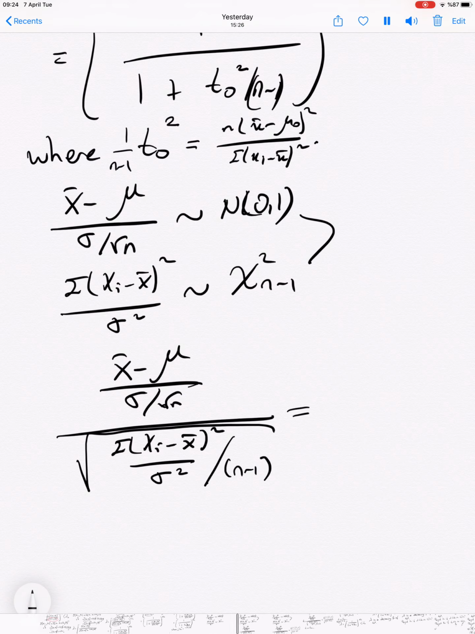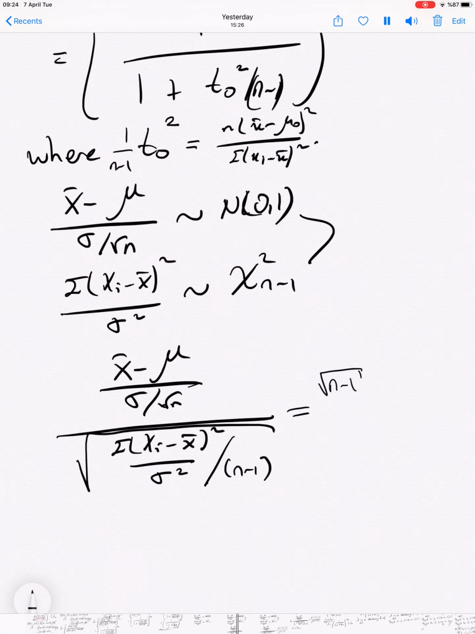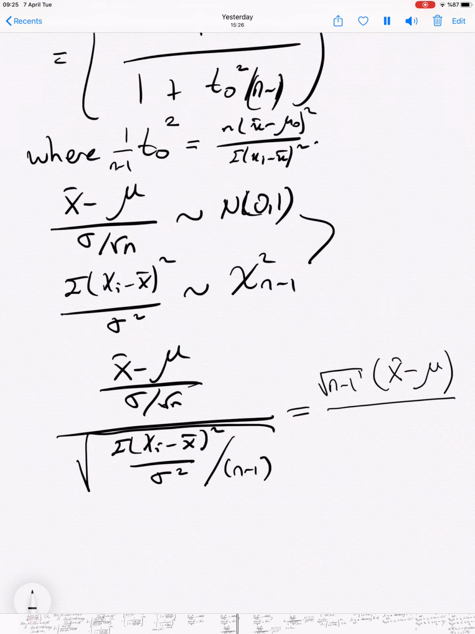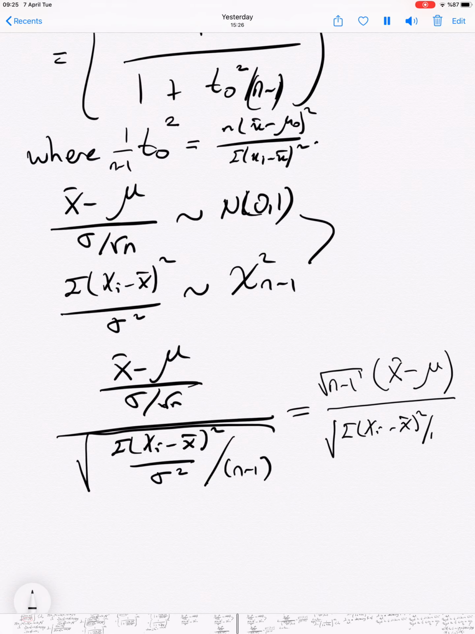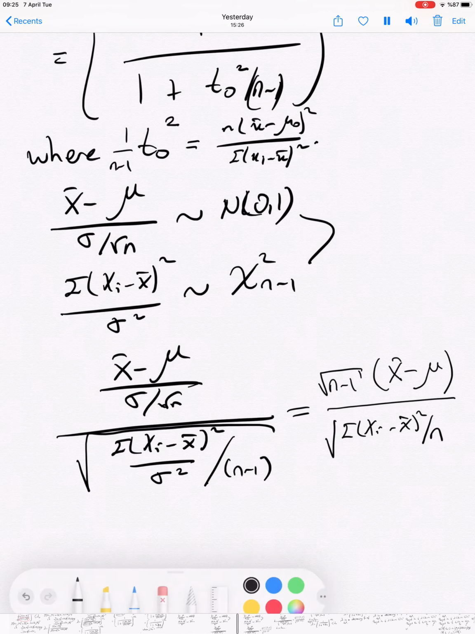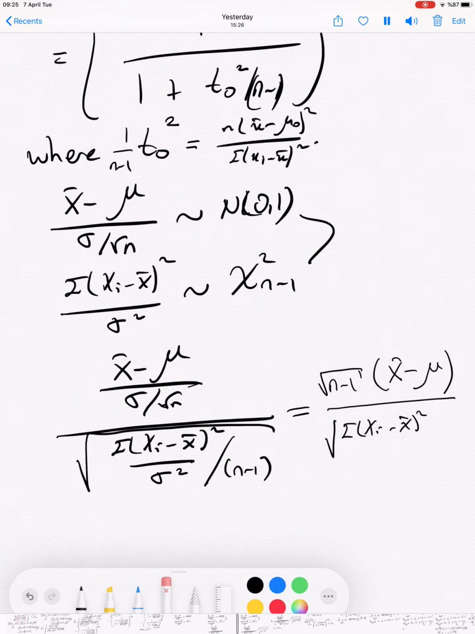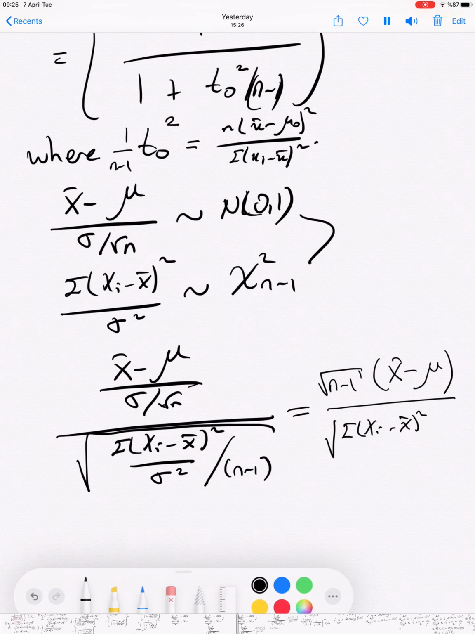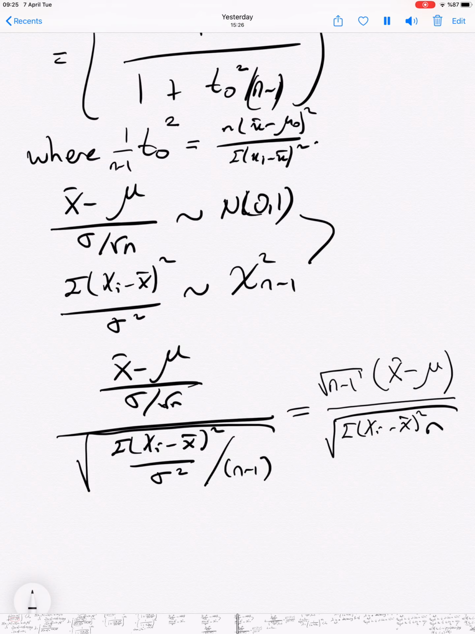Okay, so what we have here is, let me see, this n minus 1 term goes to this side. We have n minus 1 x bar minus mu, and we have in square root summation xi minus x bar whole square divided by n term. N term should be in the multiplication, right? Sorry. And we have n. Okay, if you write it in terms of s square or in terms of MAD, then we will get rid of these n minus 1 or n terms.